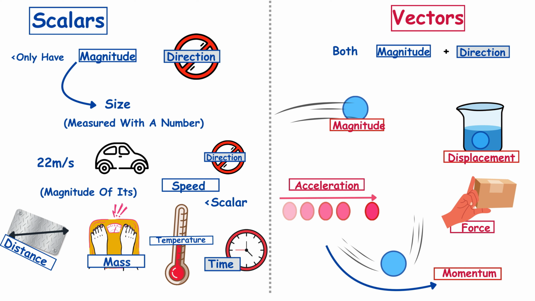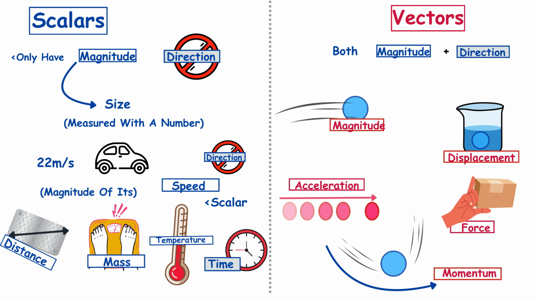Other examples of scalar quantities include distance, which tells you how far you have traveled, mass, which indicates how much matter an object contains, temperature, which gives a reading of how hot or cold something is, and time, which measures how long an event lasts. These are just a few of many scalar quantities used in physics.